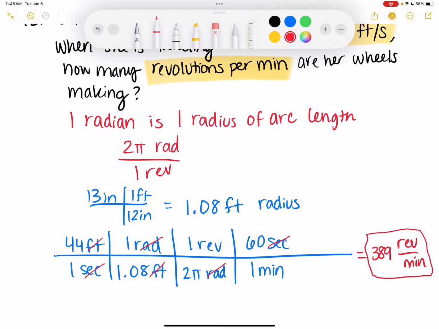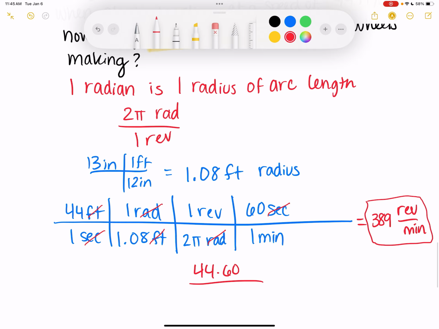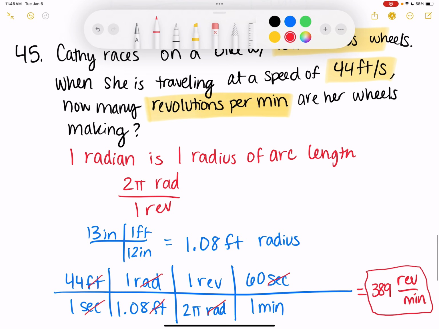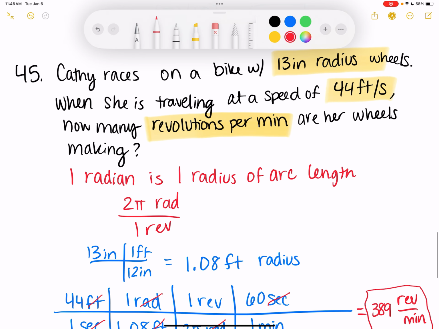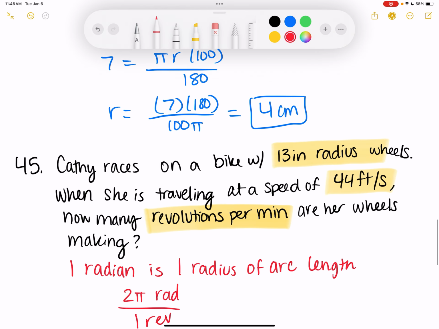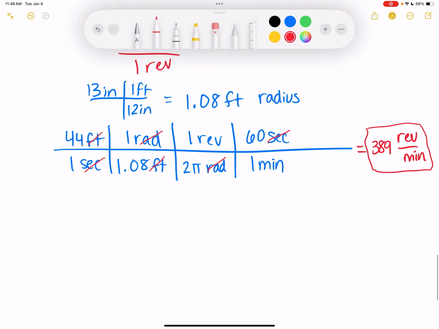So in your calculator, you would need to do 44 times 60, and then either use the fraction bar or use parentheses and do 1.08 times 2 pi if you're going to do it this way. If not, you need to put parentheses around this whole thing and then do divided by. Is it 389.05? Yeah, and I just rounded it to 389. I was going to say, was that the problem that said to the nearest centimeter? But this obviously isn't centimeters.